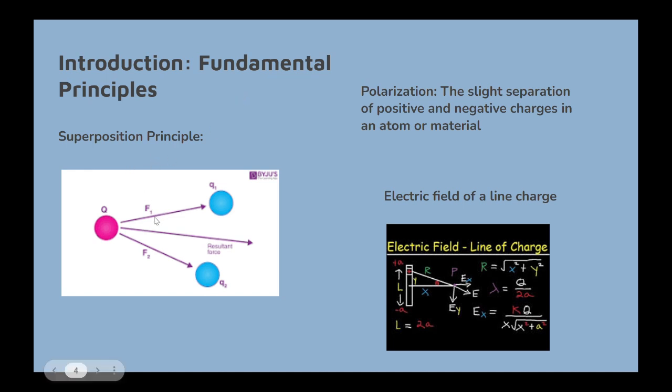It just tells us that we can take the forces or E fields, whatever we want to take, for each little charge or point, and then add them together, and that will give us the net of whatever we're looking at. And then polarization is the slight separation of positive and negative charges in an atom or material.